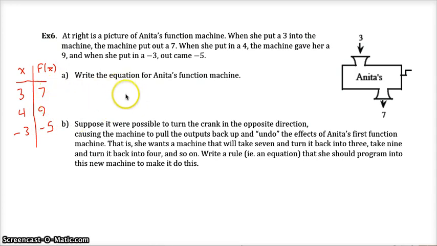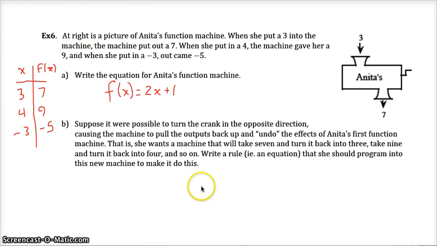The constant difference here is 2, so the slope is 2. This is y equals 2x, and if I substitute a point in there, I can figure out that the y-intercept turns out to be 1. This skill right here is not a very popular skill that you're going to have to do in this unit, but just in case you'd seen that before, that's what that is.